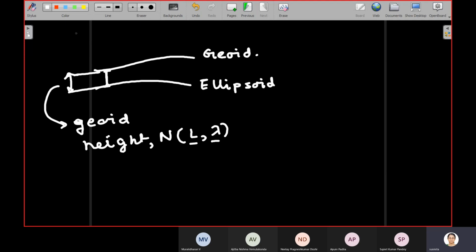Now the height of a point above the geoid is called orthometric height. So it is the normal distance of the point from the geoid. So this is called orthometric height. And the height of the same point from the ellipsoid is called geodetic height.